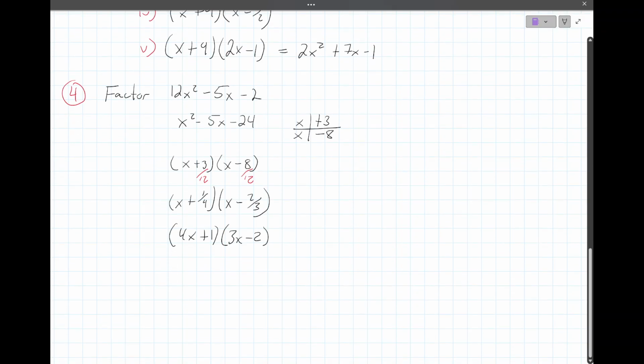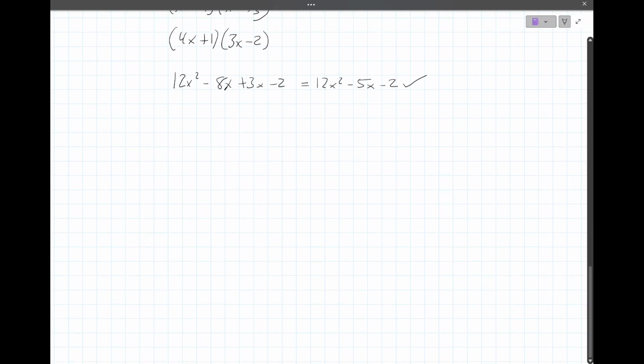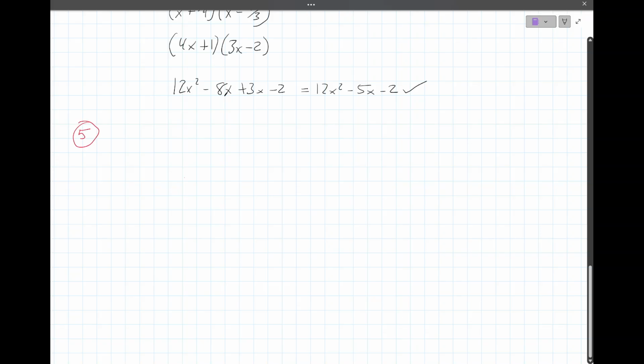Okay, let's FOIL it, to be sure we get what we expect. Foiling it, I get 4x times 3x is 12x squared. 4x times -2 is minus 8x, plus 3x, minus 2. This gets 12x squared minus 5x minus 2. So I got the original back. Well done. Good job. So that method works out if you don't like doing a whole bunch of guessing and checking. You get to turn it into a way that you know how to do quite easily, and it works well.